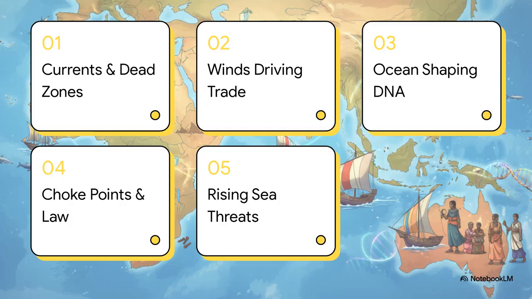All right, let's dive right into our syllabus. First up, we'll cover current reversals and dead zones. 2. Winds driving early ocean trade. 3. Ocean geography shaping human DNA. 4. Choke points and maritime law. And 5. Rising seas and island threats.